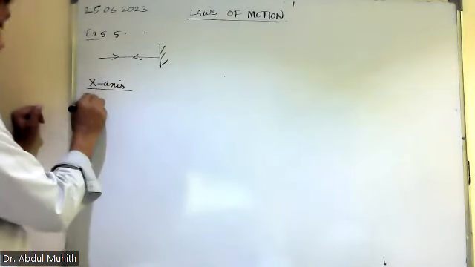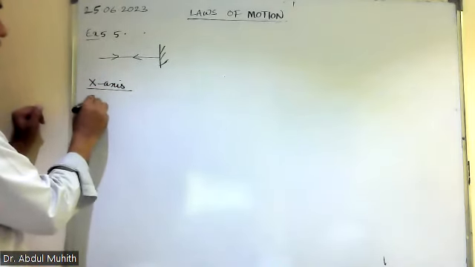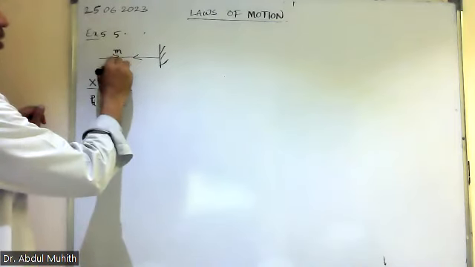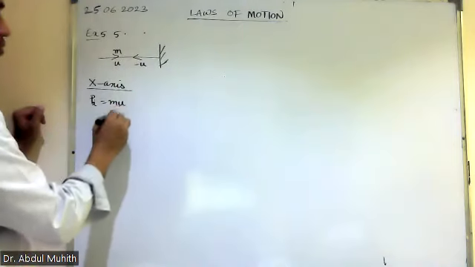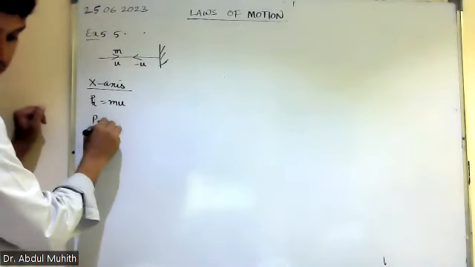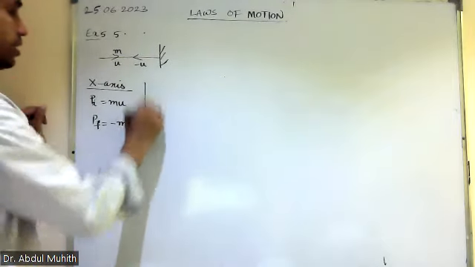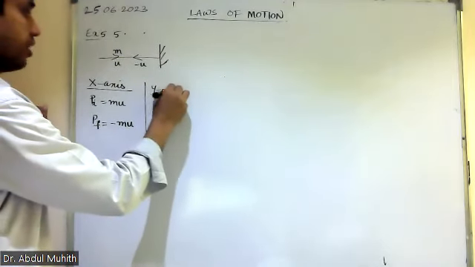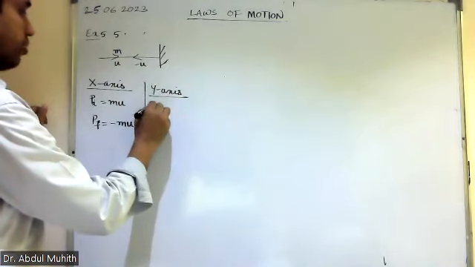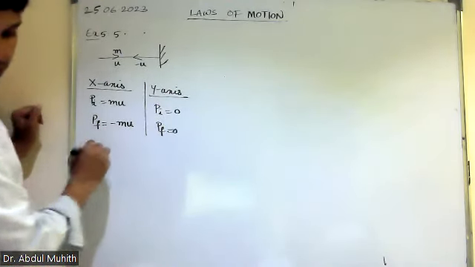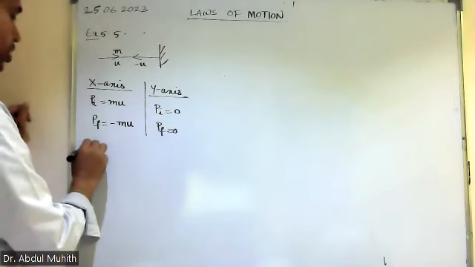On the x-axis, p_i is equal to m into u. This is m into u, and this is minus u. So p_f equal to what? Minus mu. And for the y-axis, there is no y component. So on the y-axis, initially it is 0 and final is also 0. Therefore, we only have change in momentum.